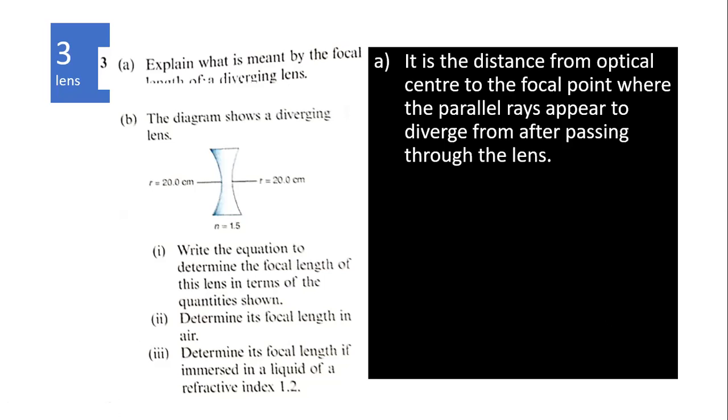It is the distance from the optical center to the focal point where the rays appear to diverge from after passing through the lens. That's all. You're not going to draw the diagram. Okay, the diagram shows a diverging lens. Write down the equation to determine the focal length of the lens in terms of the quantity shown. Okay, what's the formula?